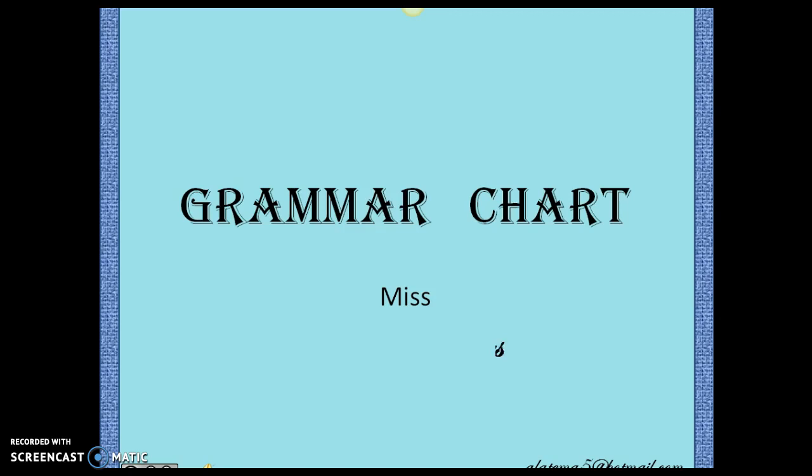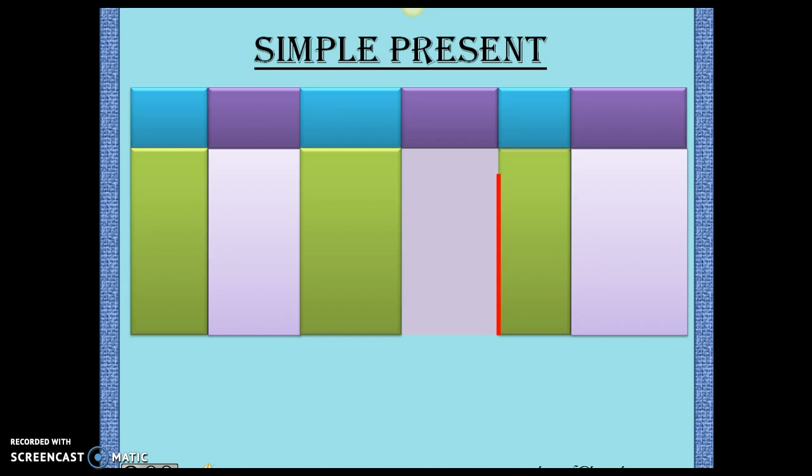Today we are going to see a chart about the simple present. This is Miss Gladys Machado. Here we have the chart where we are going to learn how to make affirmative, interrogative, and negative sentences. First of all, we have to remember that the simple present is used when you want to talk about your daily routine or facts. Let's see.